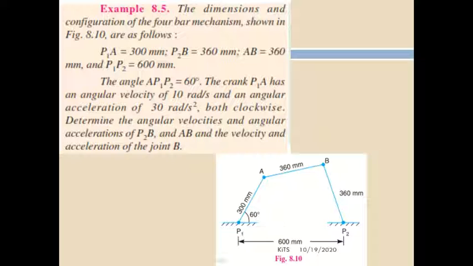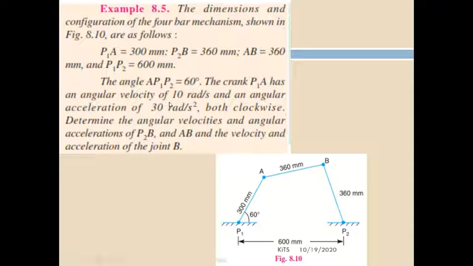The dimensions and the configuration of the 4-bar mechanism shown in the figure are as follows. So here they have given the dimension values for the given figure. First, P1A is a crank. Crank length is 300 mm. P2B is a lever, from this point to this point, 360 mm. AB is a connecting rod. Length is 360 mm. The distance between the fixed links P1 and P2 is 600 mm.